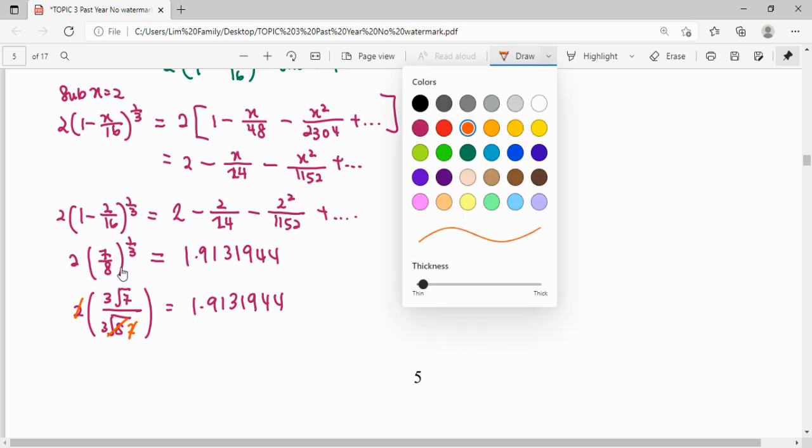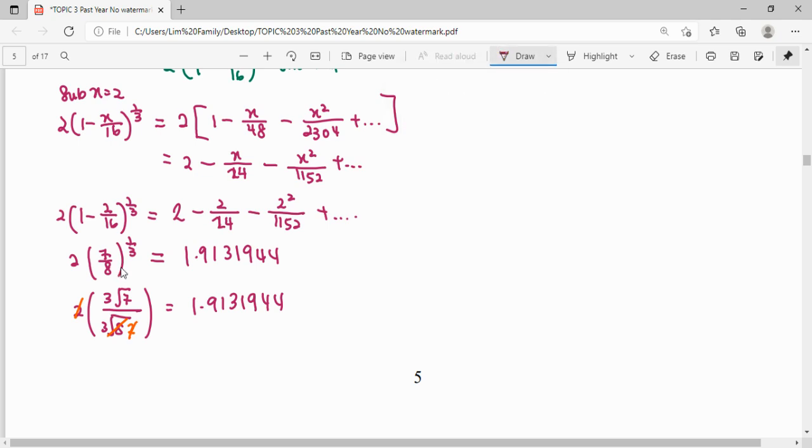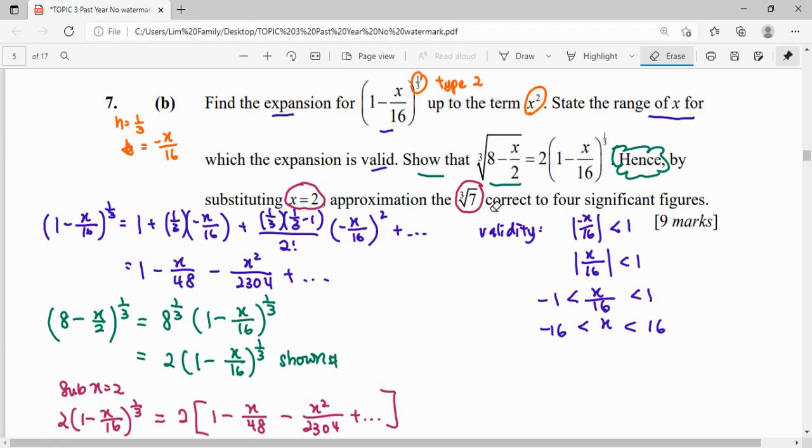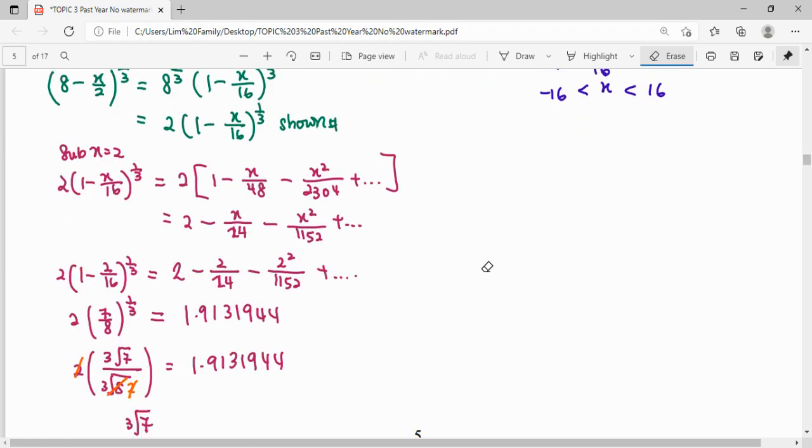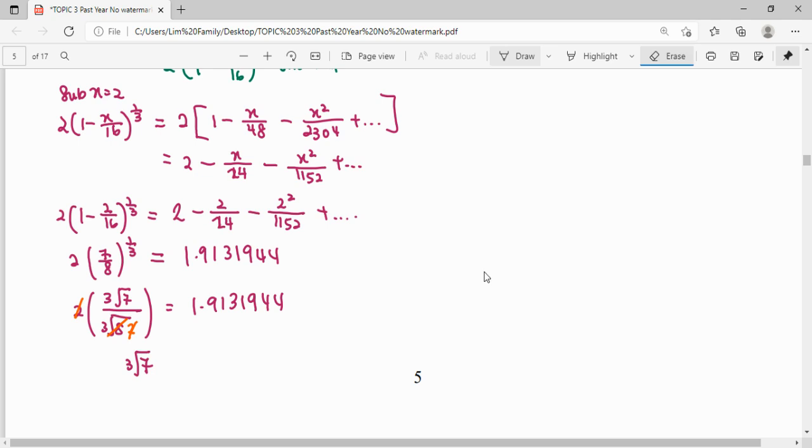Then I can get to my final answer, where this cube root of 7 we can round off, because we already get to the answer. We can round off as the question asked us to do, which is 4 significant figures. So we will round off to 4 significant figures, which is 1.913.